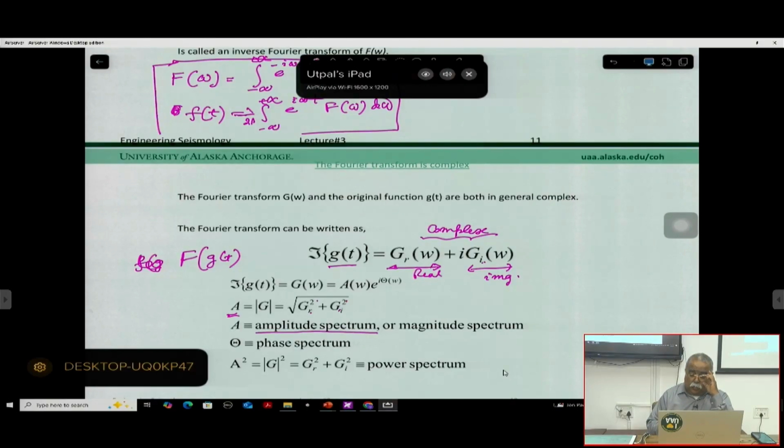So if g(t) is basically acceleration, then what does the Fourier transform of g(t) become? What will be the unit? If I take the Fourier transform of acceleration data, then what I get is the acceleration spectrum, right? Now, what will be the unit of the acceleration spectrum?